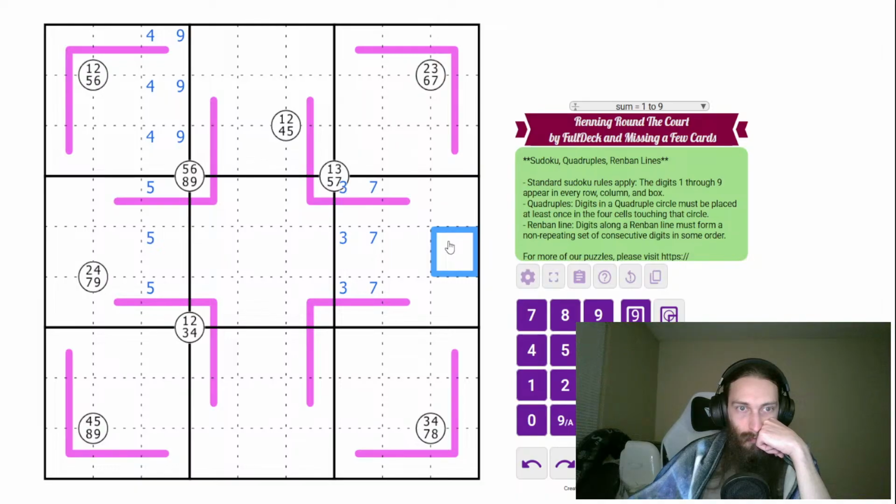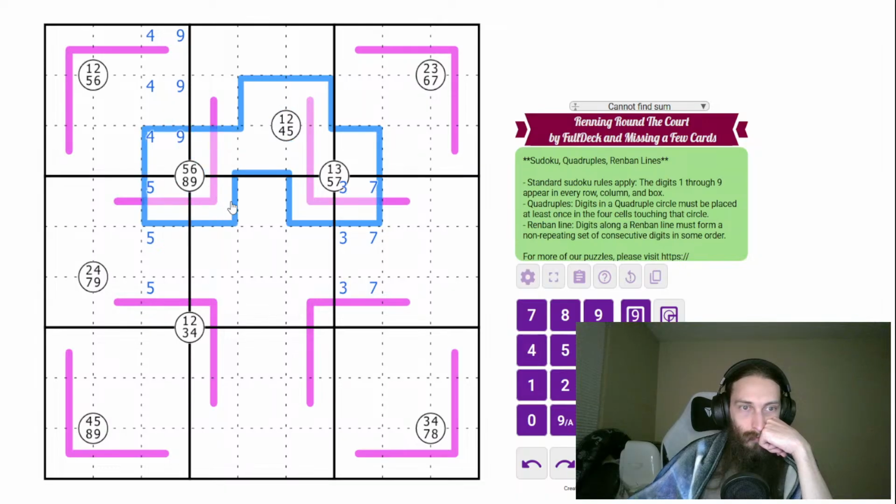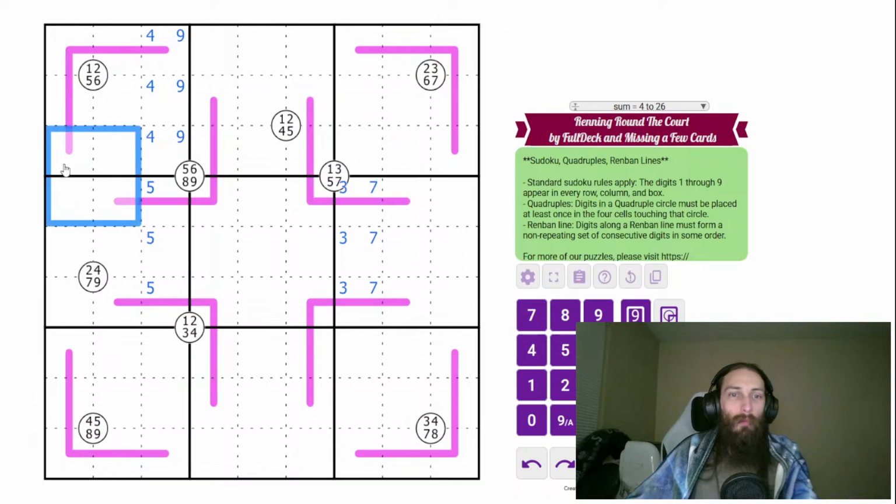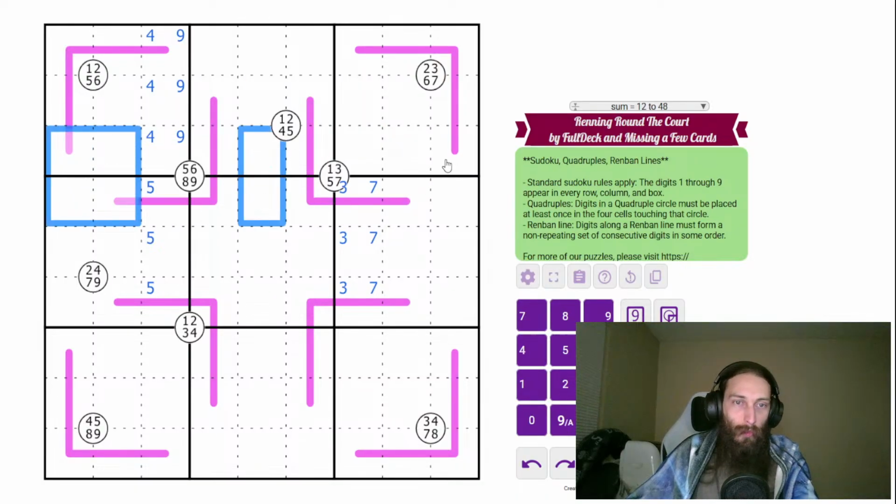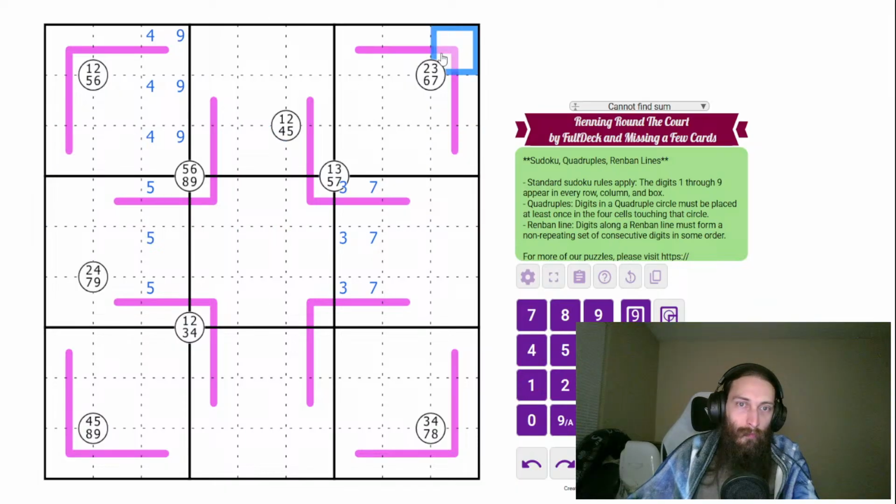Rows 3 and 4, both see, or well, no, because it's on the intersection there. Yeah. A little less useful, but we do know that 5 is removed from all of these cells. Well, and row 3, column 3 cannot be 4 because of that quad circle, 5, 6, 8, 9.